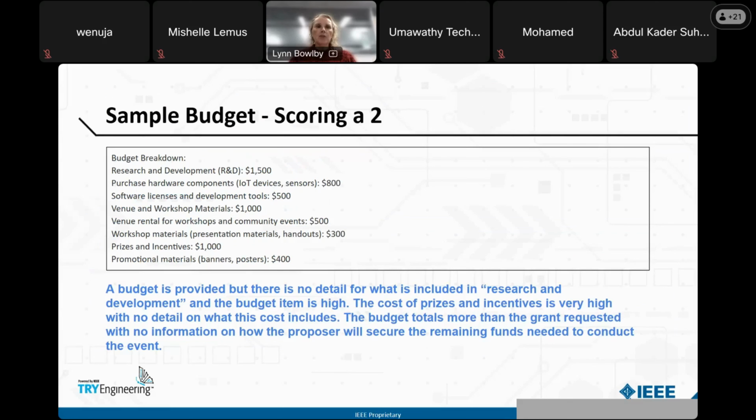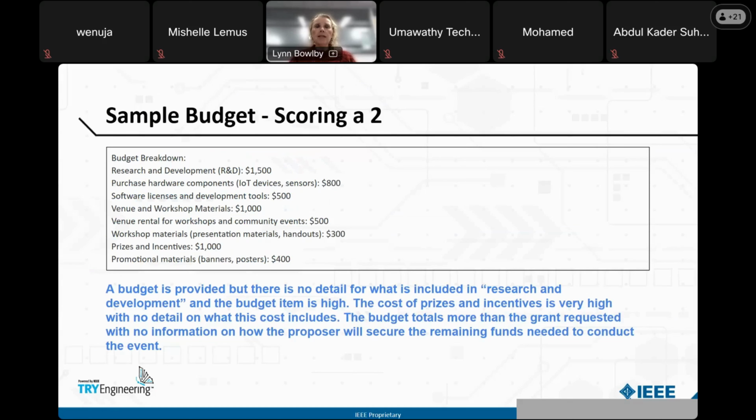So you'll see that there's prizes and incentives here for $1,000. That seems very, very high. And there's no detail on what that cost includes. And so what are those prizes and incentives? How many students would receive those? That sort of thing. We don't really want to see $1,000 of a $2,000 grant go to prizes. That's really not how the grant funding is intended. We would rather see that funding go to hands-on materials, the marketing, the venue, that sort of things. We don't want to see half of the budget go to prizes and incentives.